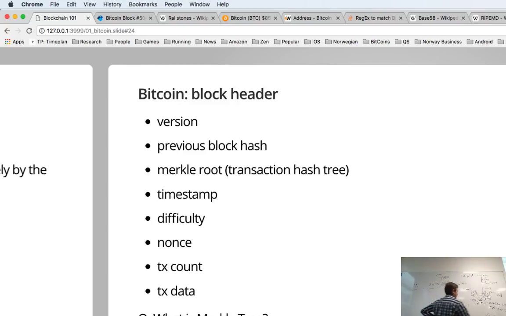Right, so now comes the hard bit. The hard bit is that we need to track who sends money to whom by following the transactions, okay? So the transaction sort of looks like this.